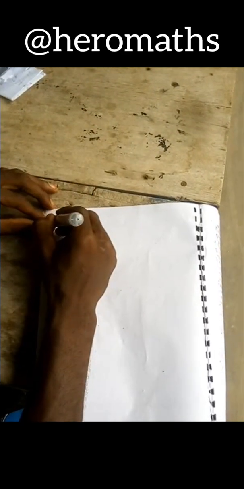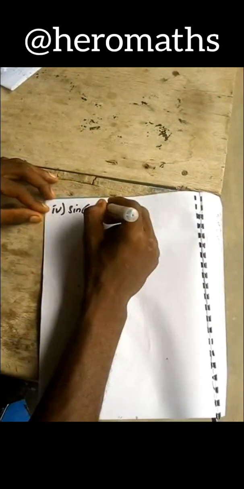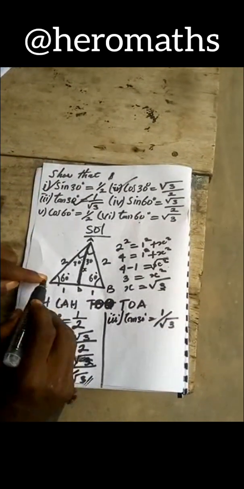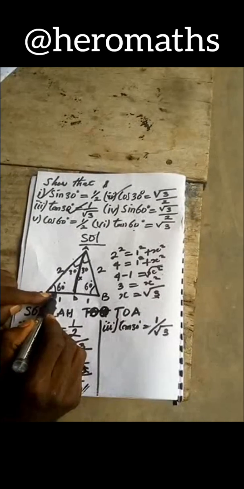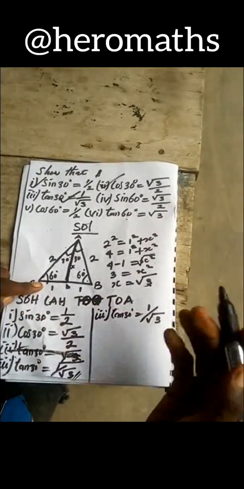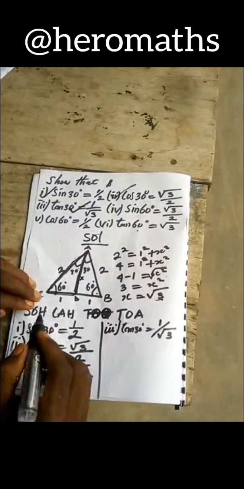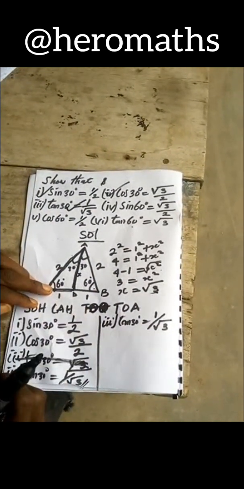IV says sin 60 degrees. Let us prove the sin 60. Let us come back here. Now in the triangle, this is 60, this is our angle of consideration. You can use the triangle at the right hand side, but we choose to use this side of the triangle. So now 60 is our angle of consideration.